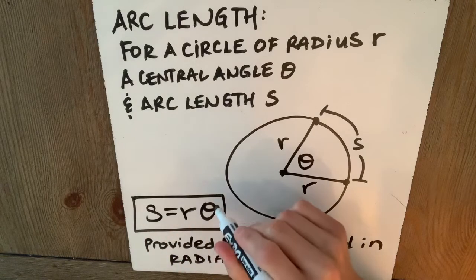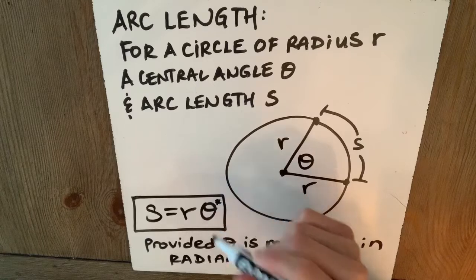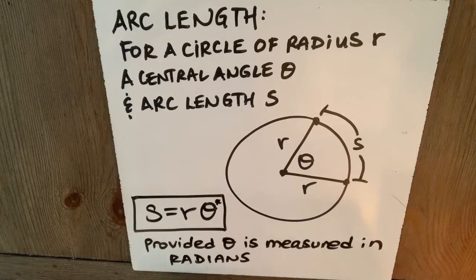I'm going to put a little asterisk right here because the theta, put an asterisk down here and say, this is only true if we measured the angle in radians. If you put degrees in here, it won't make any sense. This relationship only holds if we measure the angle in radians. Remember, we only have two options for measuring an angle, radians or degrees. You must put this in radians.